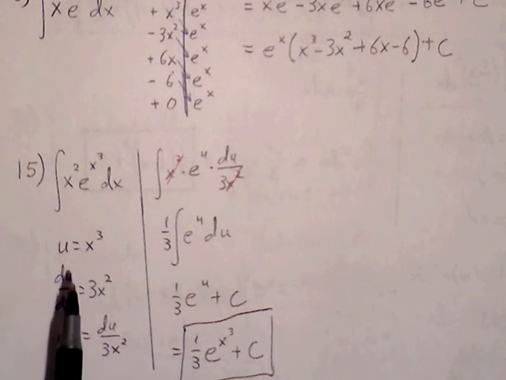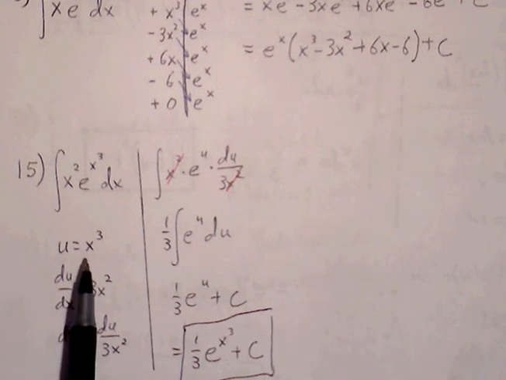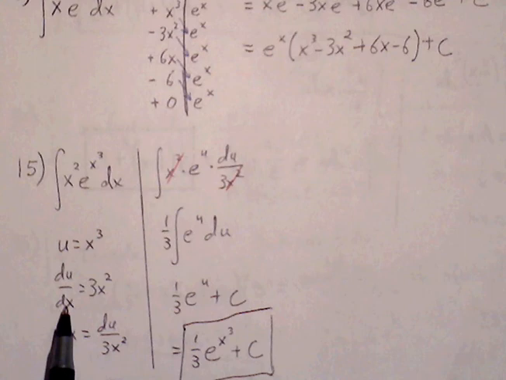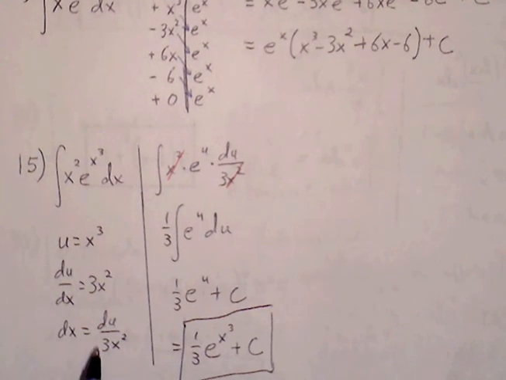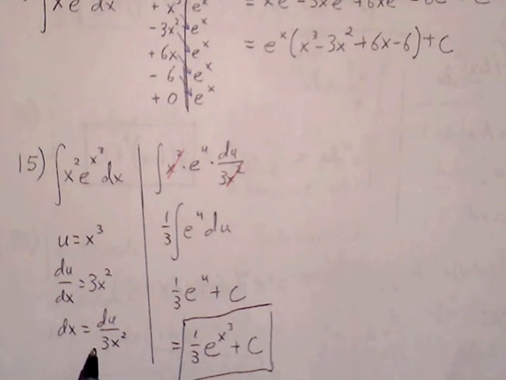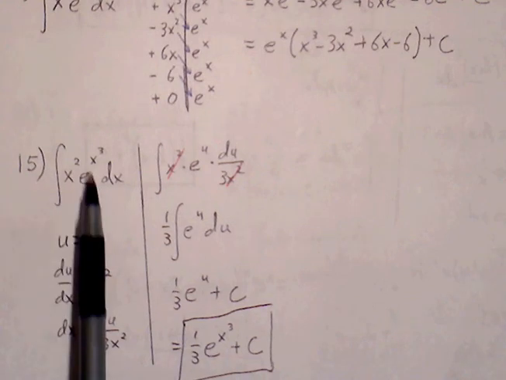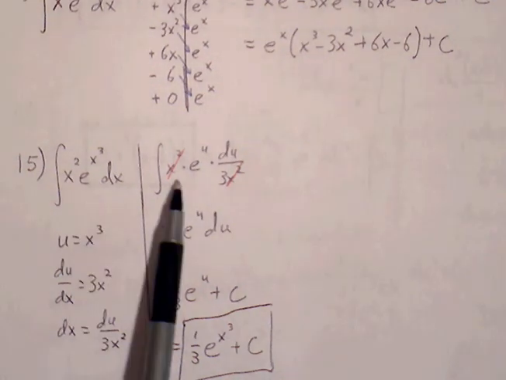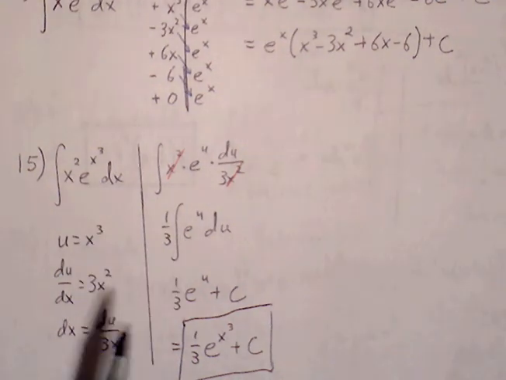So our u value is x cubed, x to the third. We're going to go through u substitution. X cubed becomes 3x squared. We solve for dx, so dx is du over 3x squared. Remember, with u substitution, we're trying to replace everything in terms of u and be left with something that we can have a rule for.